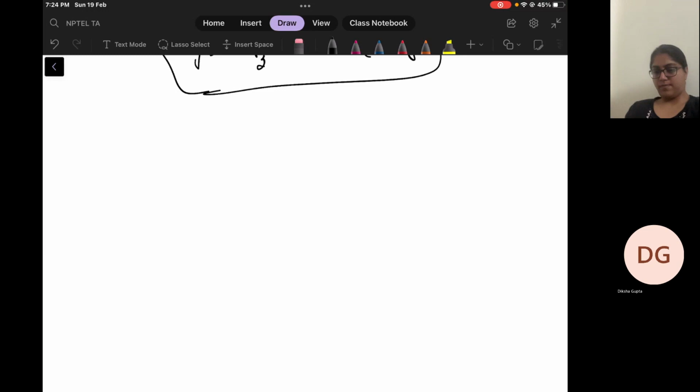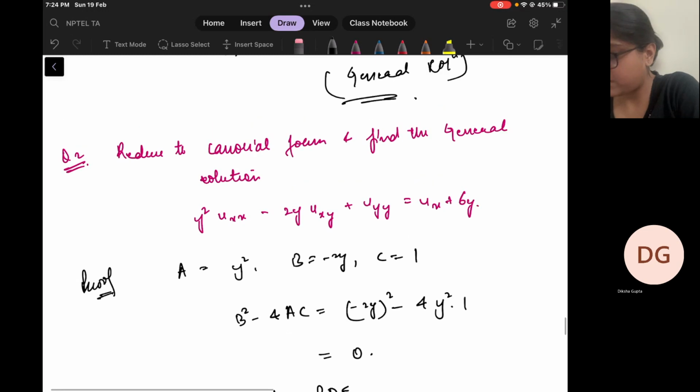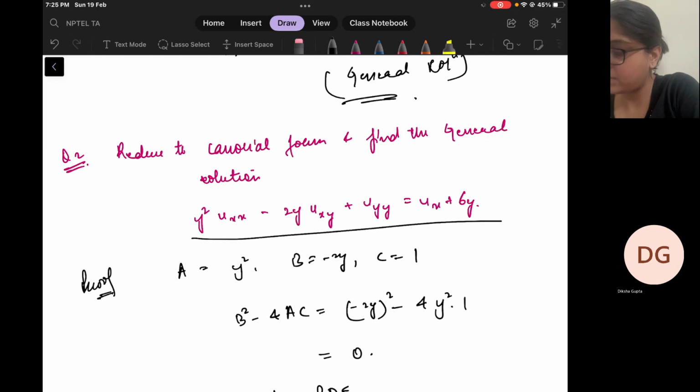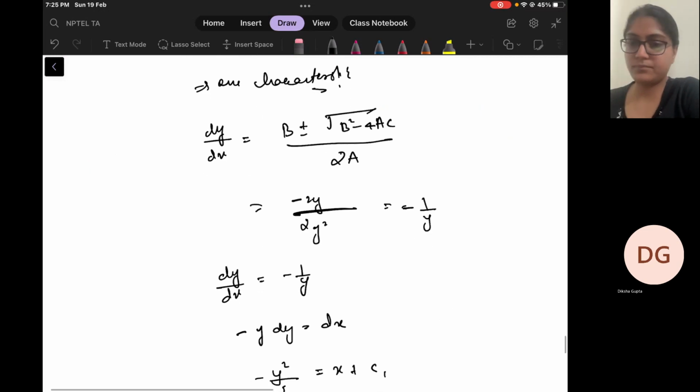Okay, so now we have these two functions. What we'll do is again calculate all the things we need to put in our original equation, and again we need all these things which are u_xx, u_yy, u_xy, and u_x.